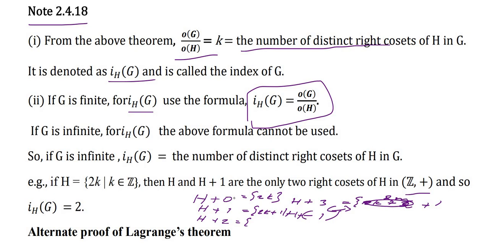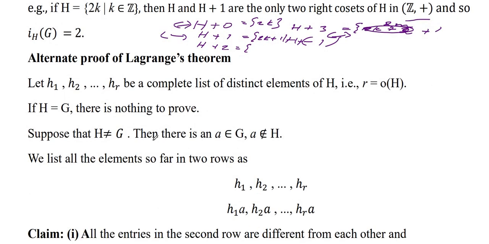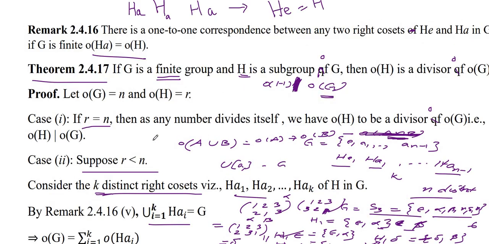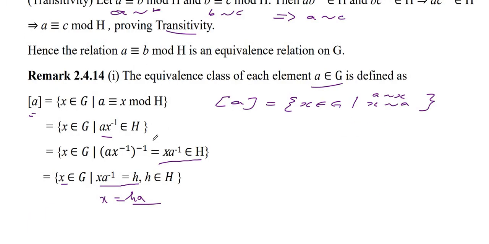So ultimately we will have only two distinct right cosets. One is this, the other one is this. And you have an alternate proof for Lagrange's theorem. See, in this case, you need to establish all these results.